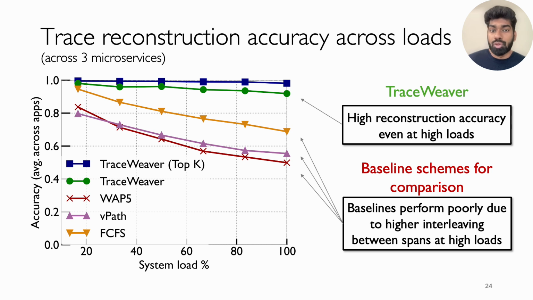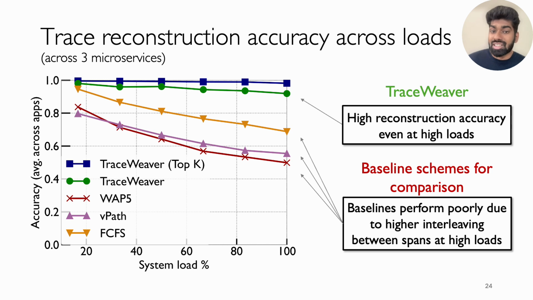Now we'll briefly run through some evaluation. Our basic approach is to evaluate trace reconstruction accuracy across increasing load, which creates high concurrency and therefore difficulty in mapping. In this experiment, we evaluate the accuracy on traces collected from 3 benchmark microservices. As you can see, TraceWeaver is able to get much higher accuracy compared to the baselines. Our baselines tried different strategies to solve the same problem.